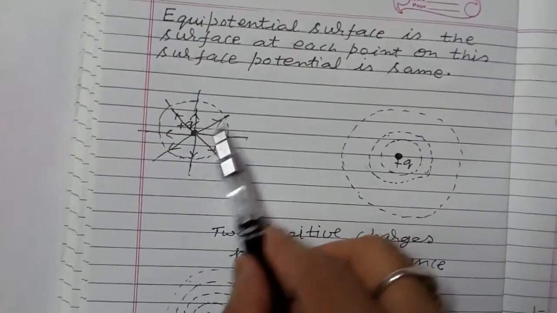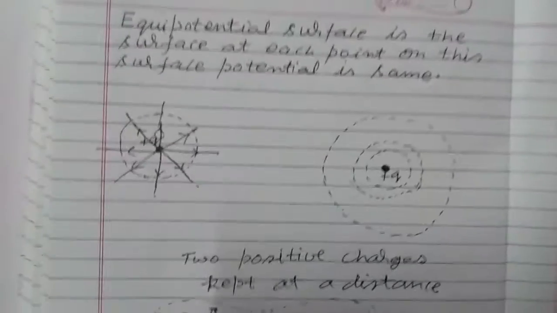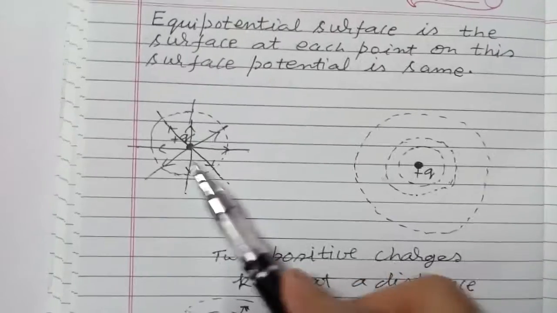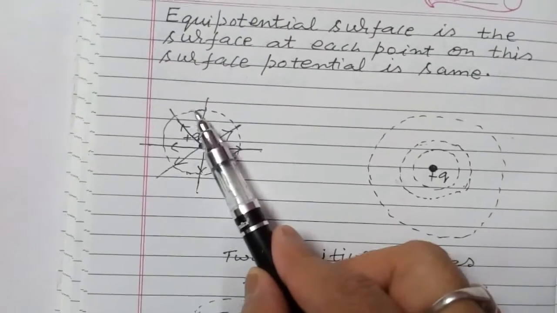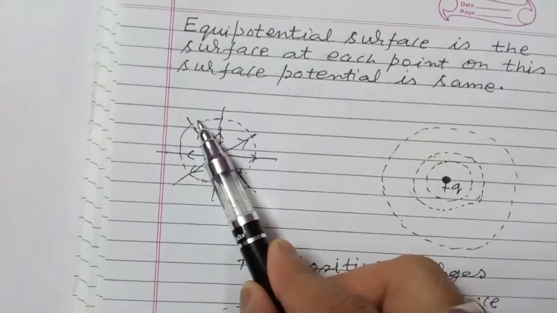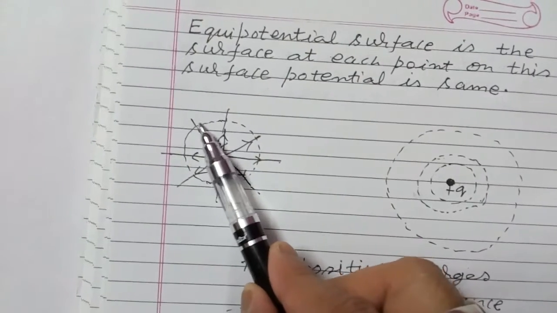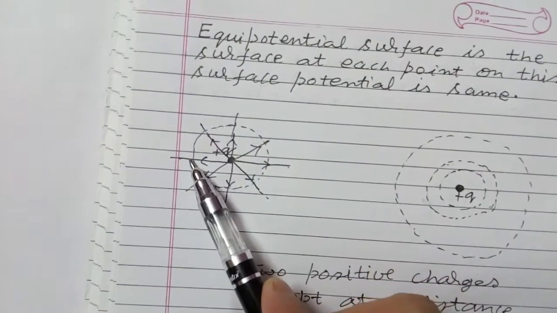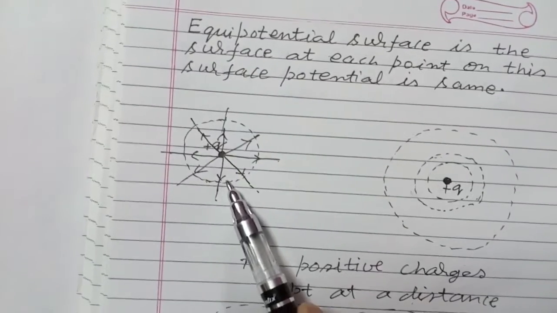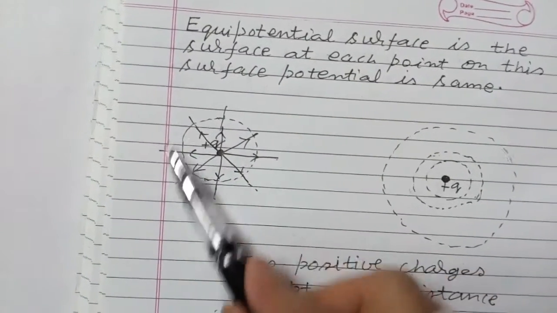Now how will you draw them? So first draw the field lines, and then draw these equipotential surfaces so that at each point field lines are at 90 degrees. So in this way you can draw equipotential surfaces for a point charge.